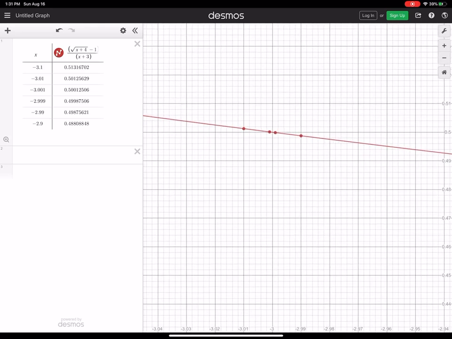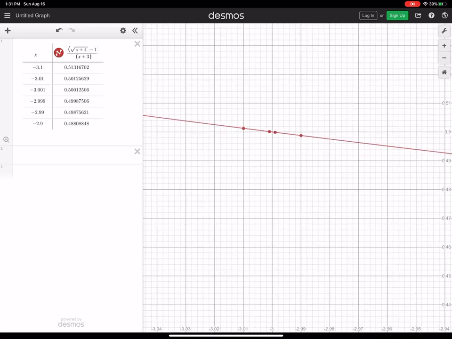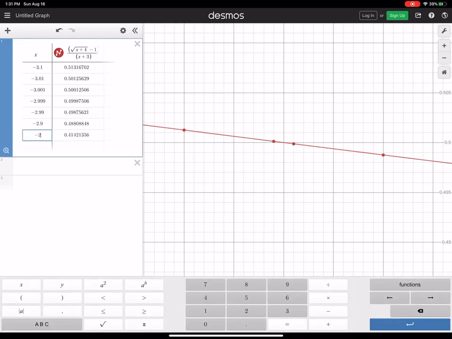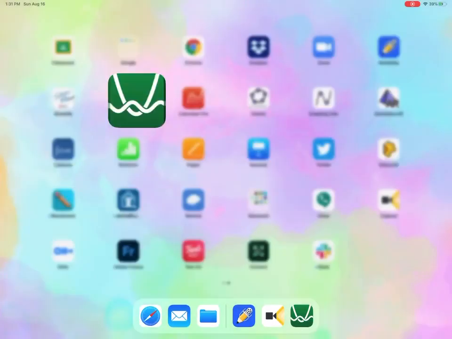sides of the graph. And I hope that you can see here on my screen that I'm getting really, really close to a value, even though if I go to my table and I type in -2, it says, not -2, -3, it says undefined. There's no value there. But I can guess what this limit is based on these values.